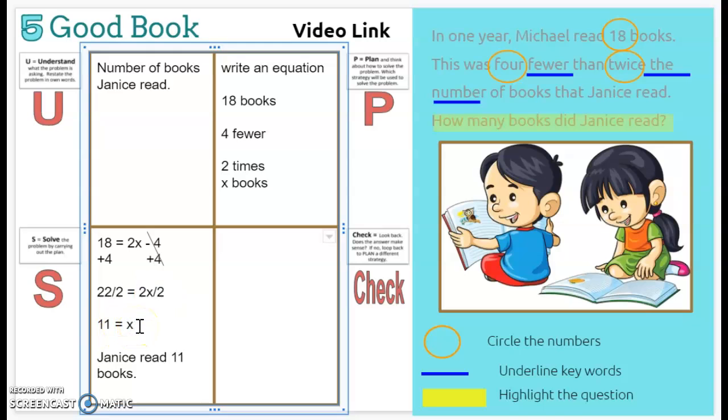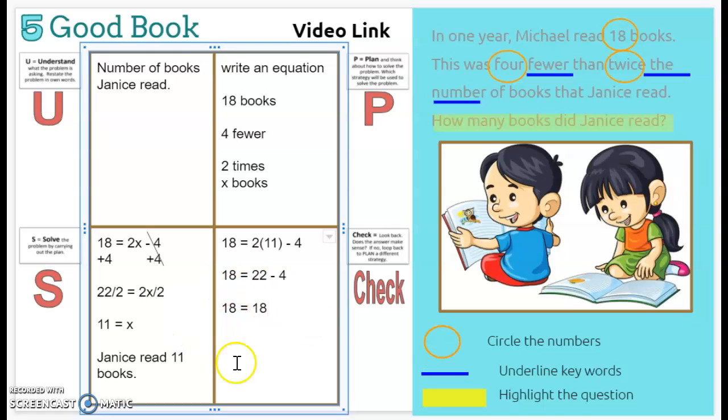I'm going to make sure that I replace my x in my original equation right here. I'm going to replace the x with 11. So I'm going to rewrite it. 18 equals 2 times 11 minus 4. And now my order of operations is 18 equals 2 times 11 is 22 minus 4. And then I have 18 equals 22 minus 4 equals 18.